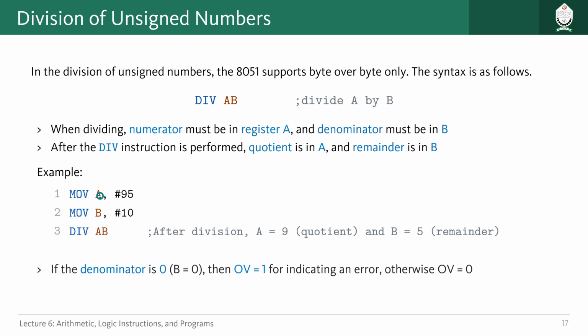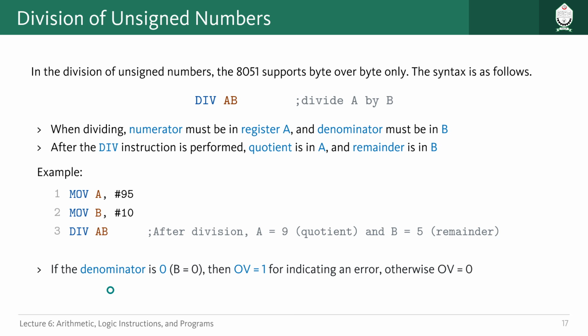Okay, so for example, we can look at this example here of assembly code. We are taking 95 as the numerator and 10 is the denominator. That's why we have saved them in A and B. After doing the division, we will see A is storing the quotient, basically 9 here, and the remainder should be 5 here, which will be saved in register B.